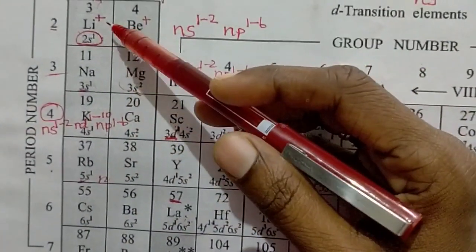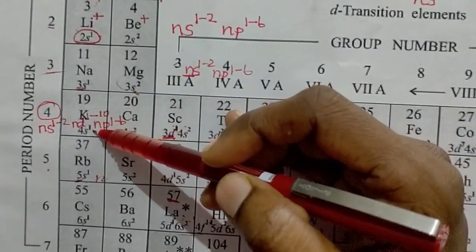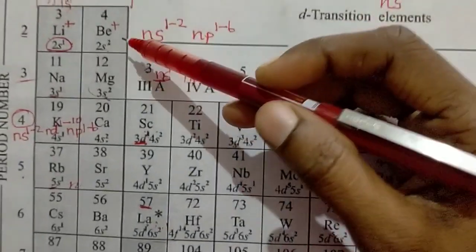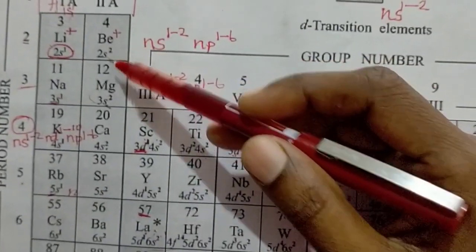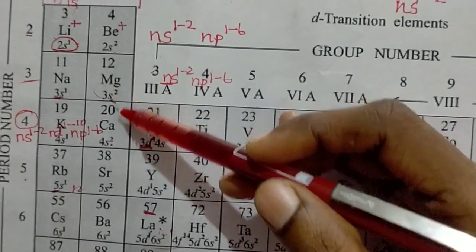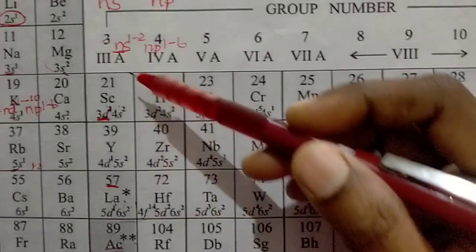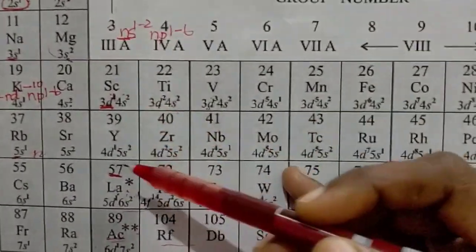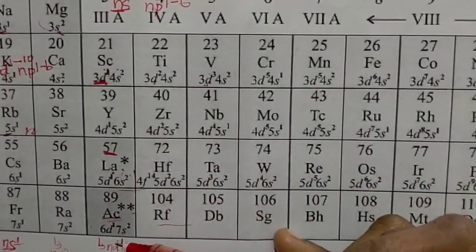See the first group: lithium 2s, next 3s, next 4s, 5s, 6s, 7s. Here you can see the second group: beryllium 2s, magnesium 3s, 4s, 5s, 6s, 7s. And here in the third group: 3d 4s, 4d 5s, 5d 6s, 6d 7s.